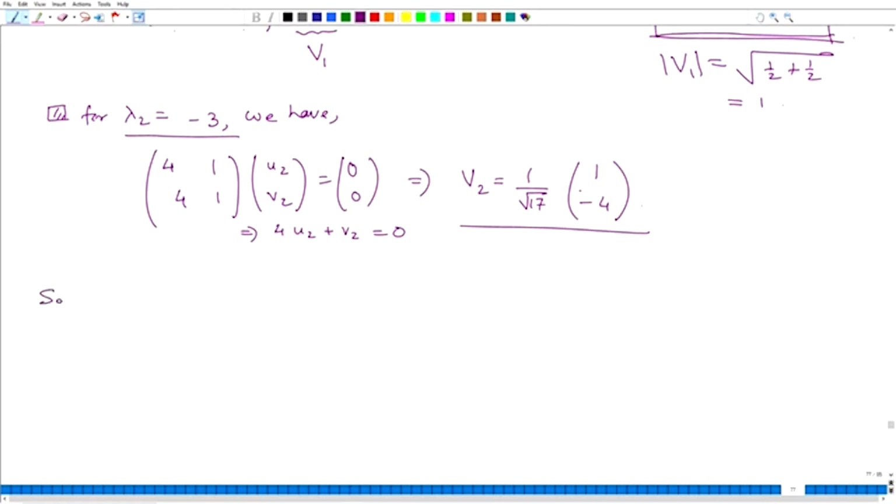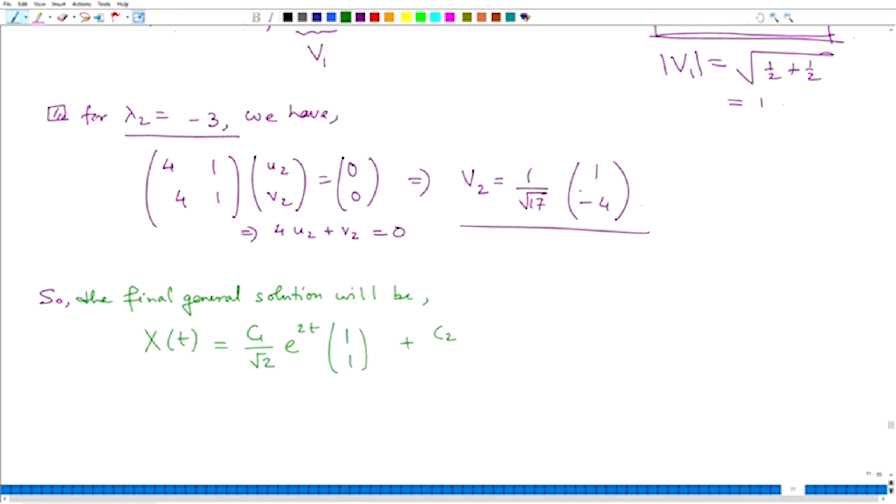I can write, in green, the final general solution, which will be x of t equal to c1 by root 2 e to the 2t [1 1] plus c2 by root 17 e to the minus 3t [1 minus 4]. Finally, this still leaves you with C1 and C2.